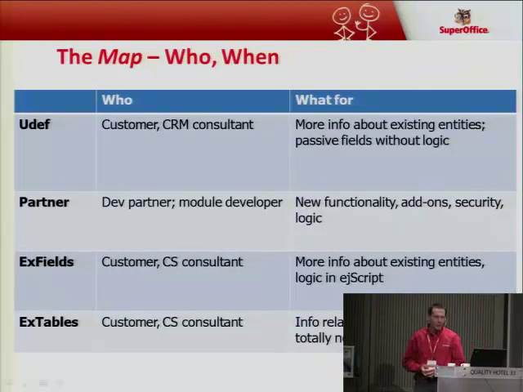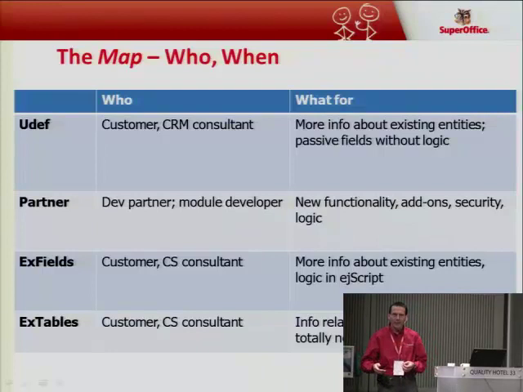So, the map, the overview. There are basically 4 different mechanisms you can use to extend what goes into the database. We have user-defined fields in the sales and marketing client, popularly called Udef. Those are intended for customers and CRM consultants to set up. And they supply more info about existing entities. They hang off of things that are already there. So you have user-defined fields for company, for person, sale, document, appointment, project.